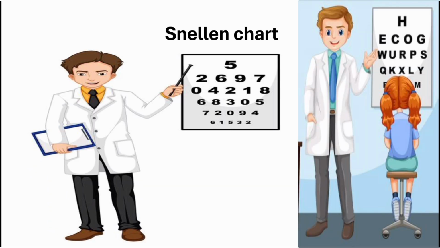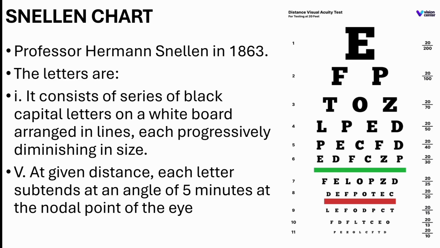Next, the Snellen chart. It was invented by Professor Hermann Snellen in 1863. The Snellen chart is the most widely used chart for measuring minimum recognizable acuity. It assesses how well a person can identify letters or symbols at a standardized distance. It contains rows of letters called optotypes of decreasing size. Each row is labeled with a visual acuity value like 6/6, 6/12, 6/60 in meters, or 20/20, 20/40 in feet.